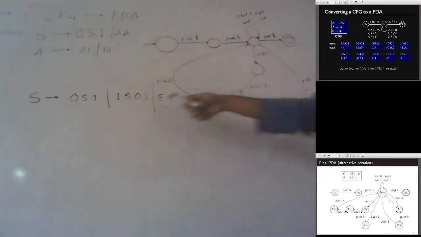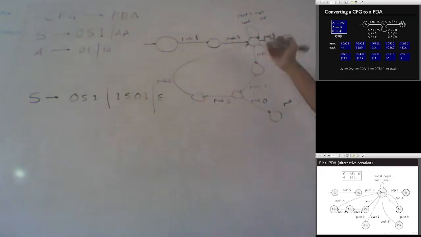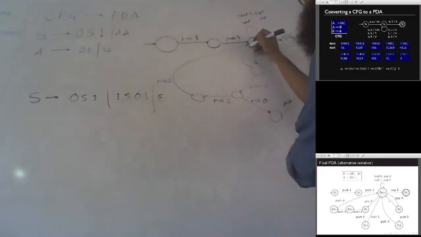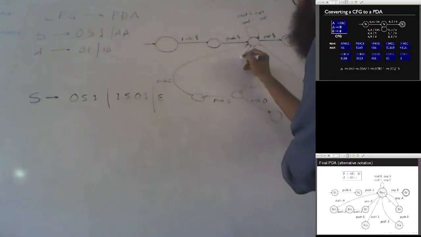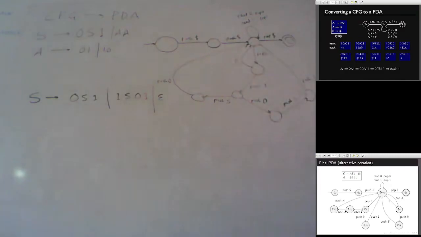And then the final rule here is just epsilon. So epsilon is just epsilon. You can just put the arrow directly back and just call it epsilon. Epsilon doesn't have push or pop or read, which means you can just go there with nothing actually happening except the change of state.